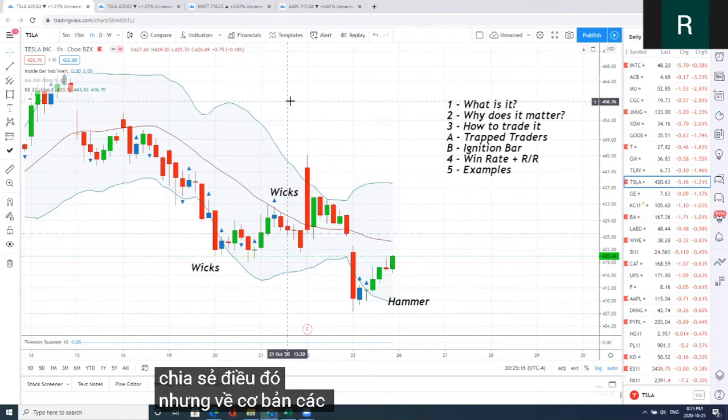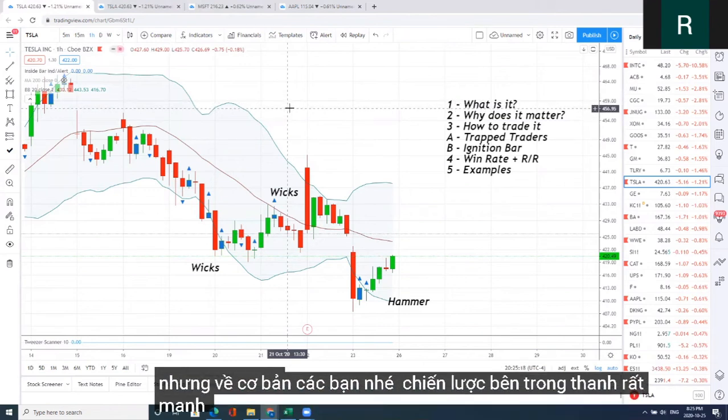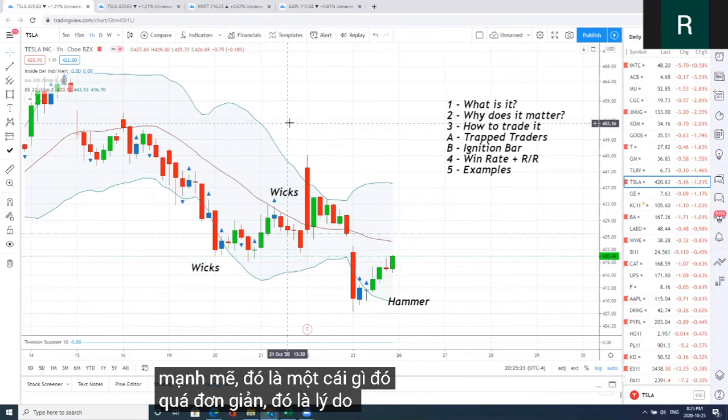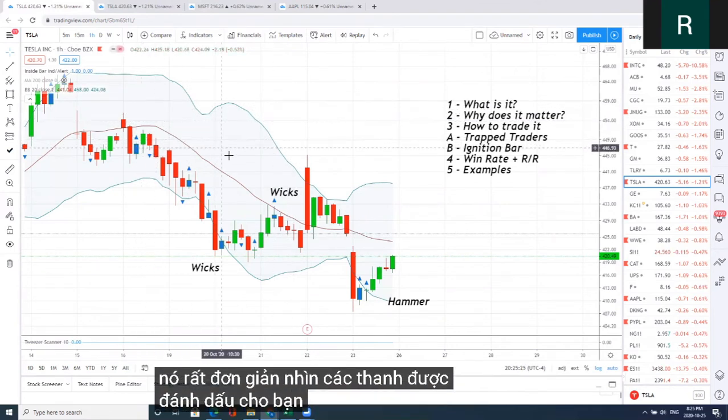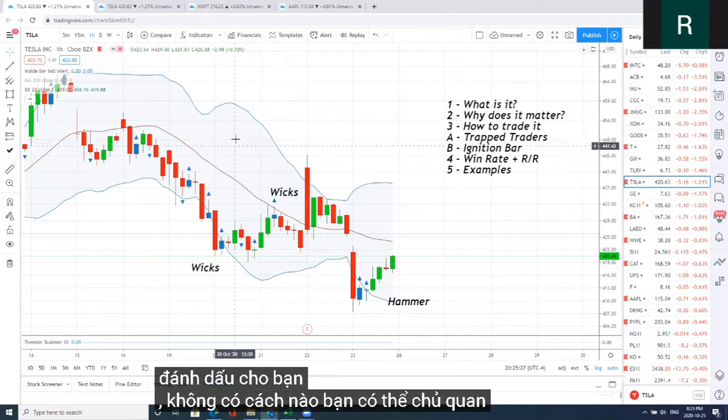But basically, guys, inside bar, very powerful strategy. It's something that's so simple. That's why I love it. It's so simple. Look, the bars are highlighted for you. There's no way you can be subjective or biased.